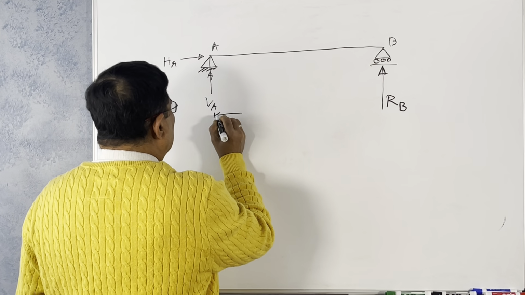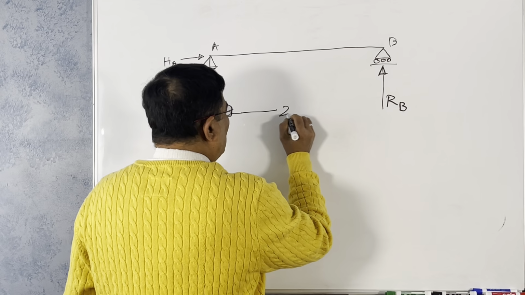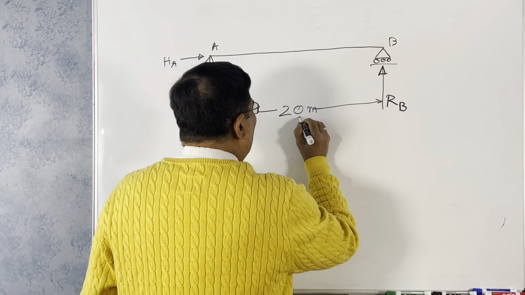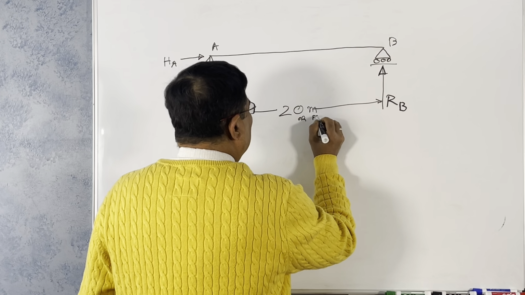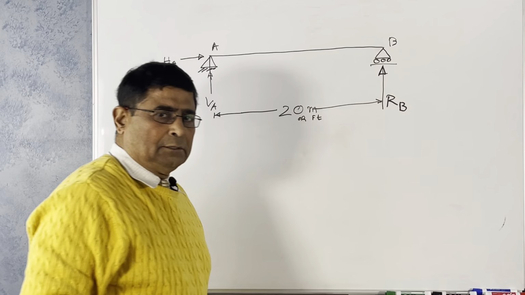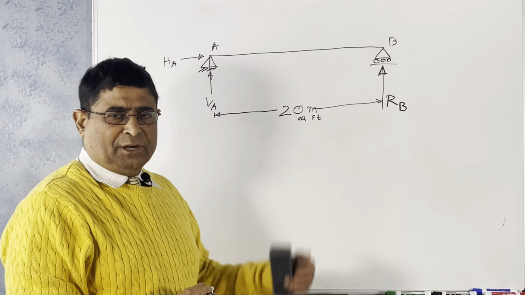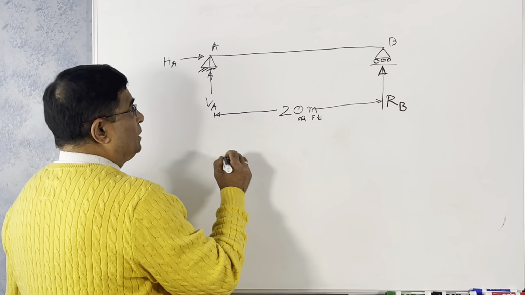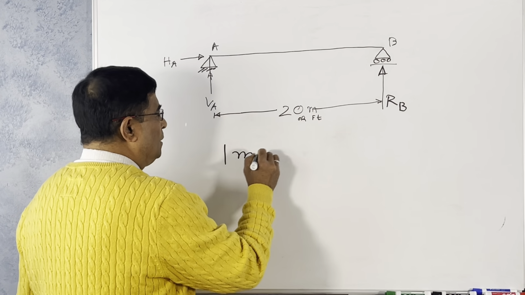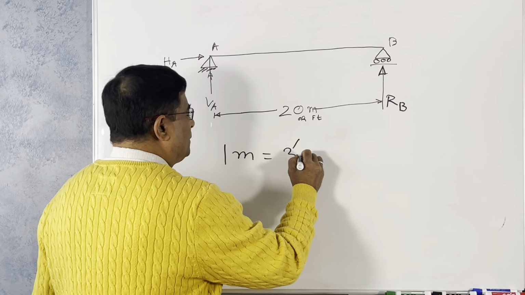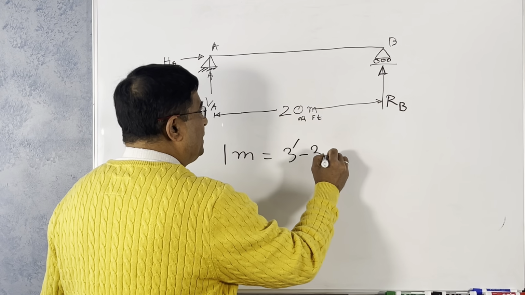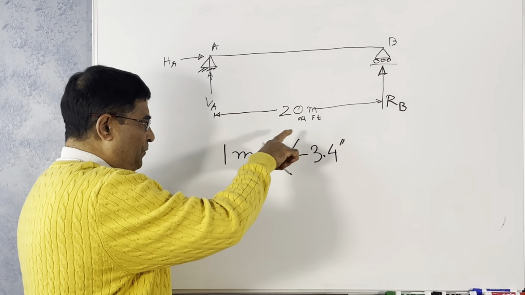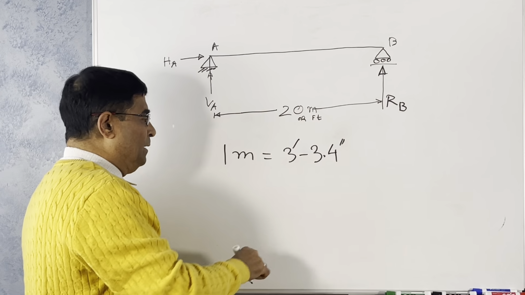We assume this distance is 20, either meters or feet. You can use both. The number is the same, but meter and feet are not the same. 1 meter equals 3 feet 3.4 inches. This is the relationship between meter and feet. That's the reason I am saying they are not the same.